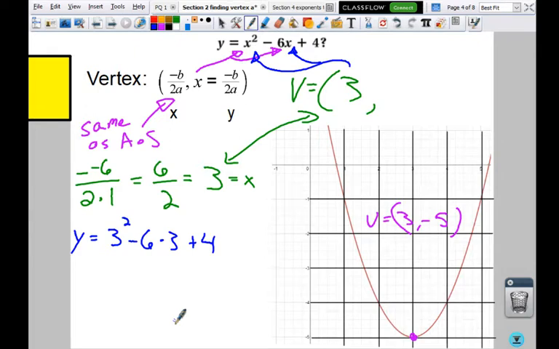And I'm just going to plug it into Desmos. Let's make it easy. So 3 squared minus 6 times 3 plus 4. So let me grab Desmos here. So I had 3 squared minus 6 times 3, and then plus 4. I plug it in, I get negative 5. The y in my vertex is negative 5.